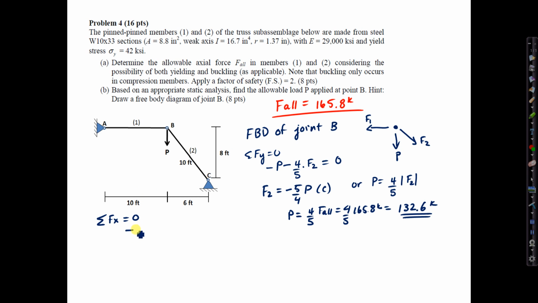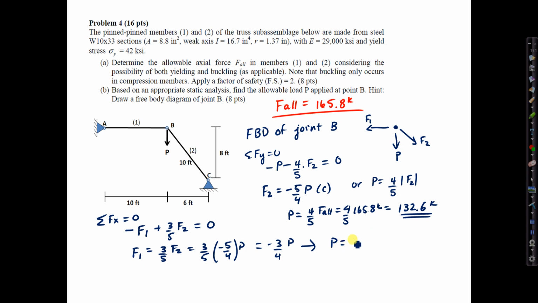From the sum of the forces in X equal to 0, I have negative F1 plus 3/5 F2, that's the component of F2 in the X direction, equal to 0. I see that F1 is equal to 3/5 F2, or 3/5 times negative 5/4 times P, or negative 3/4 times P. To invert that, I would say that P is equal to 4/3 times the absolute value of F1.